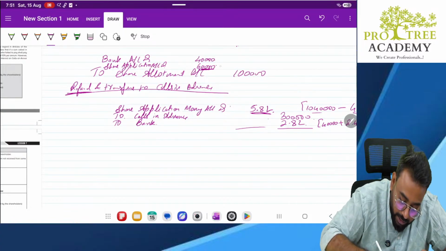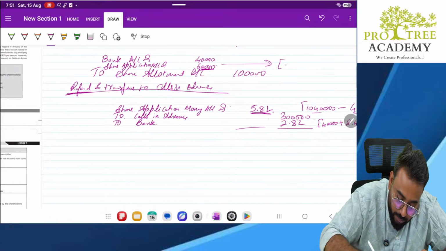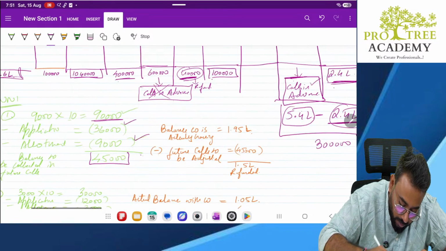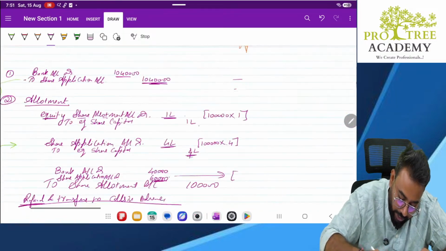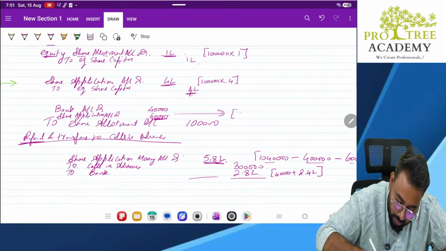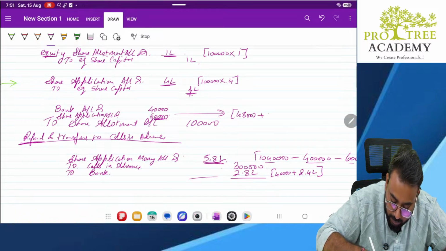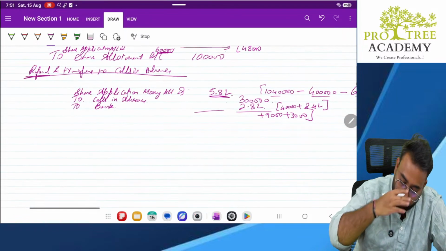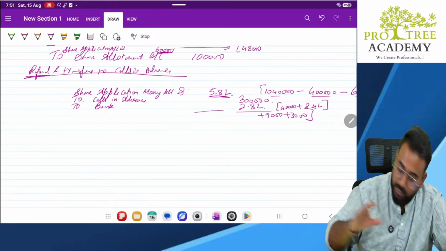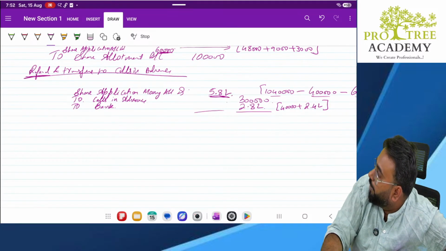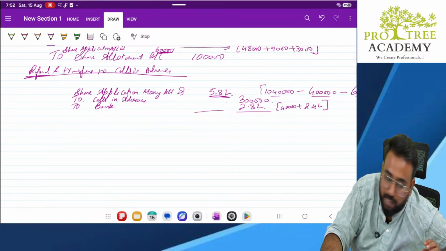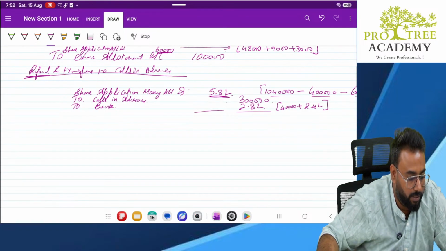Clear? And this 60,000 adjustment is nothing but this 48 plus 9 plus 3. Clear? Okay. So this we are transferring to calls in advance. We are transferring it to refund. So refund of 2.898 lakhs and 3 lakh will be in your calls in advance.